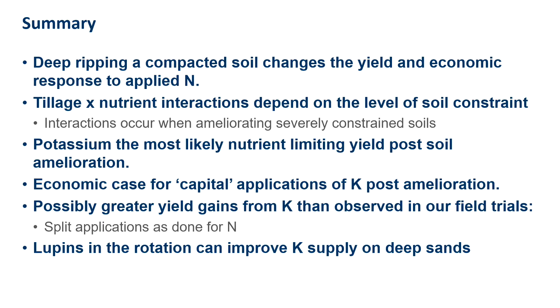The tillage by nutrient interactions that we've seen depends on the level of soil constraint. So if you recall, our Arano site versus the Mingenew site, we saw an additive effect at a highly constrained site, really no effect of soil amelioration where there'd been a history of some amelioration being done. When we look at our whole suite of sites on those sands, potassium is the most likely nutrient limiting yield post-amelioration.